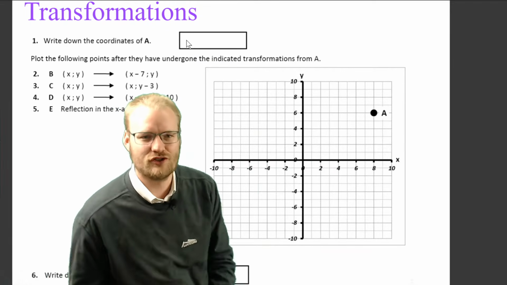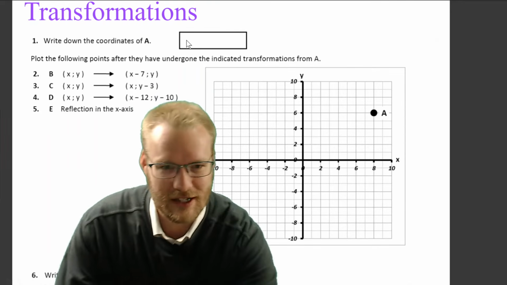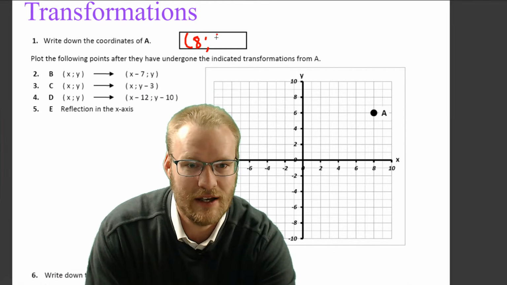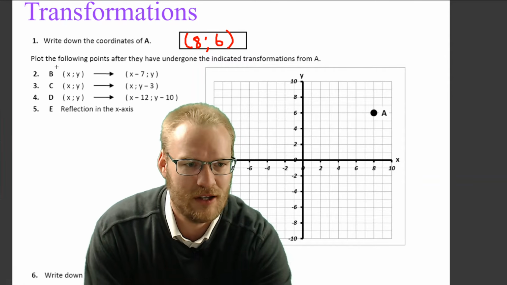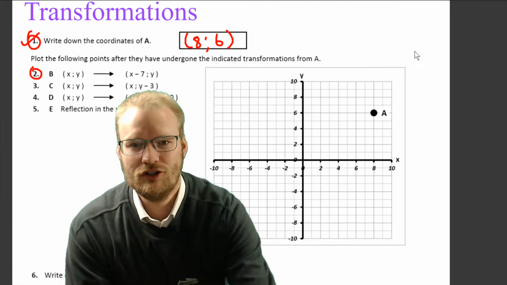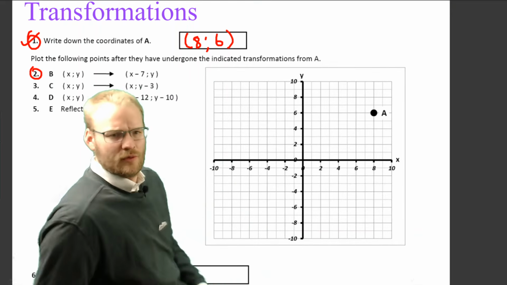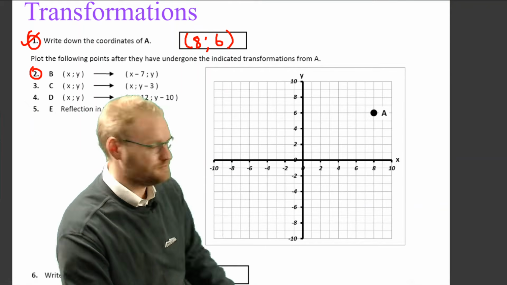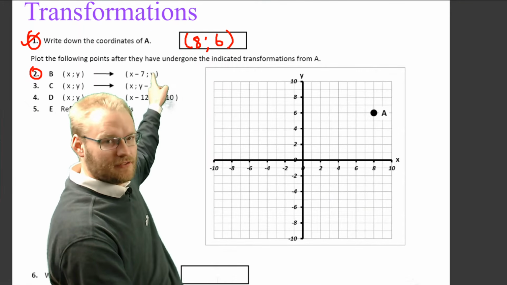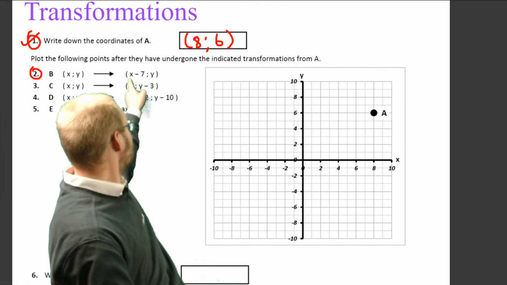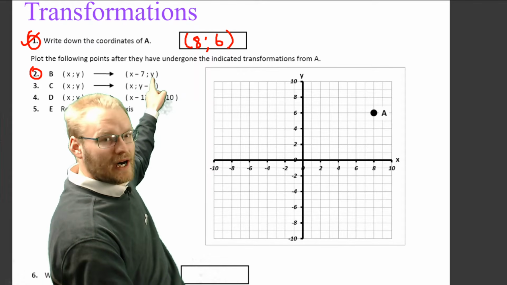So it's (8, 6). Cool. So our first transformation that we did, let's jot that bit down: it was sitting at (8, 6). Now question 2, what we're looking at is this transformation, and it's called a translation. So let's get it over here. Here we go. The transformation says (x − 7, y).